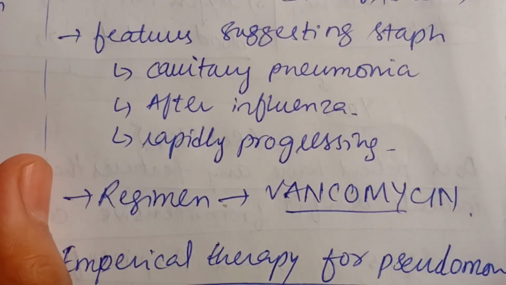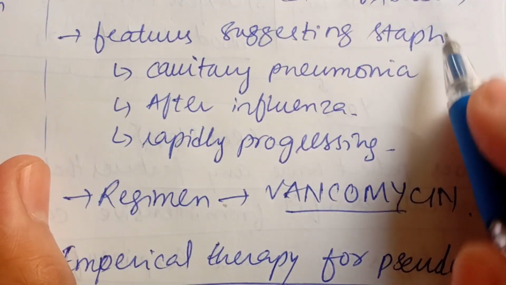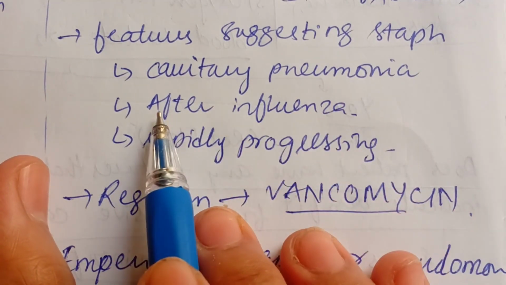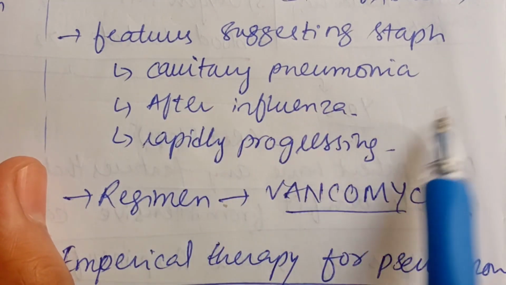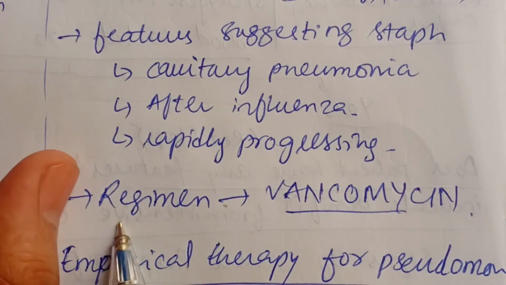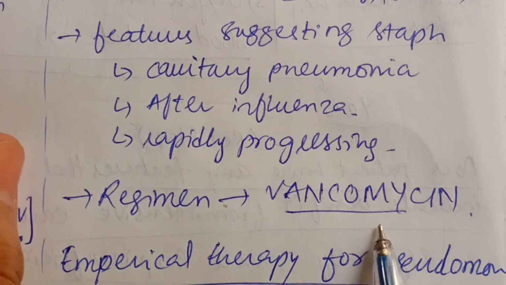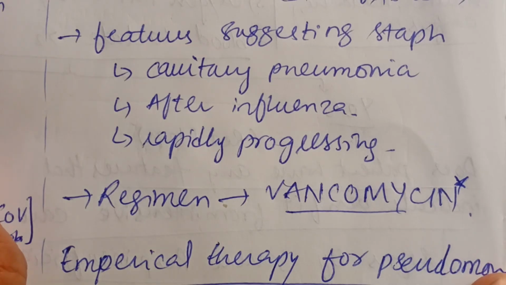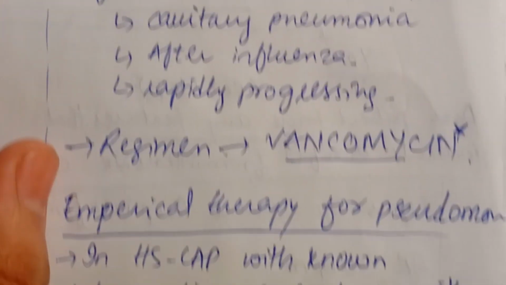pneumonia. The features that suggest staphylococcal pneumonia are cavitary pneumonia and cavitary lesions on the chest X-ray, and it is most likely after an influenza infection. The pneumonia is rapidly progressive. So the regimen and treatment of choice would be vancomycin. The treatment of choice in the case of Staphylococcus aureus pneumonia would be vancomycin.